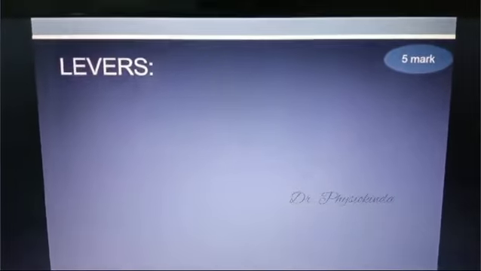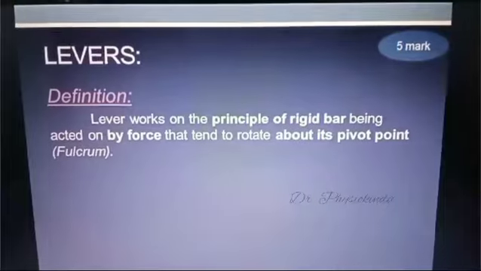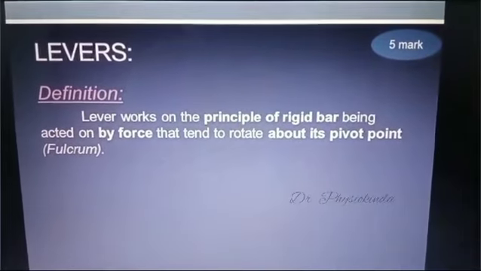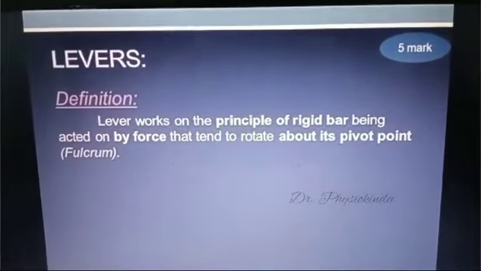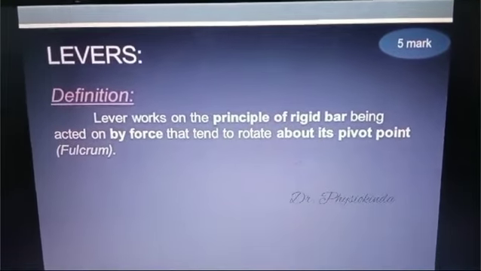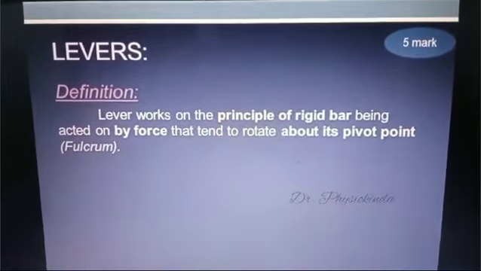Let's learn about it. The definition of a lever is that it works on the principle of a rigid bar being acted on by a force that tends to rotate about its pivot point. That is, there will be a center point and a rigid bar on it and some force will act on it. In response to that, the rigid bar will rotate about its pivot point due to that force.